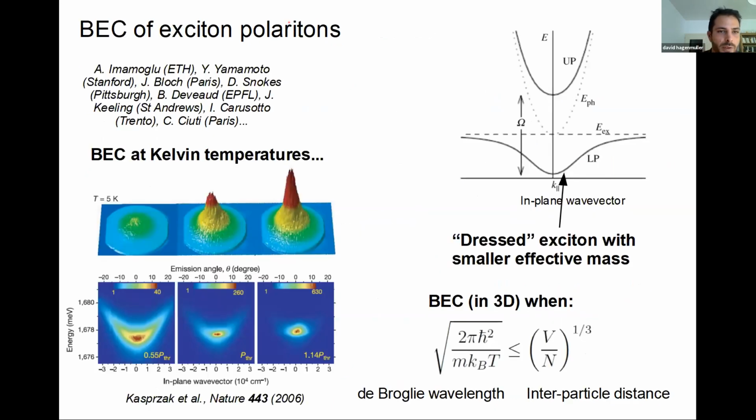And the strong coupling between excitons and photons has led to remarkable developments over the past decades. And perhaps one of the most impressive is the realization of Bose-Einstein condensation of exciton polaritons at Kelvin temperatures instead of millikelvin for bare excitons. So this is because the lower exciton polariton can be seen as a dressed exciton, which inherits the very small effective mass of cavity photons. So this reduction of the effective mass leads to an enhancement of the critical temperature for Bose-Einstein condensation.